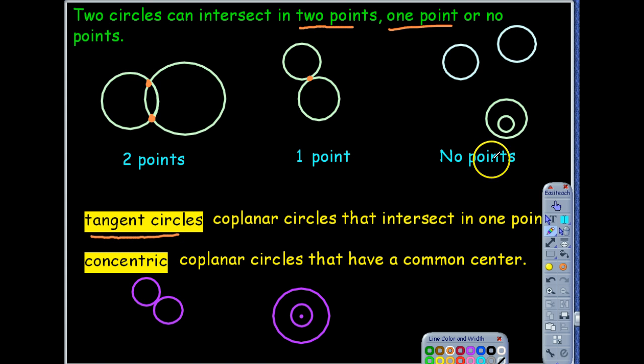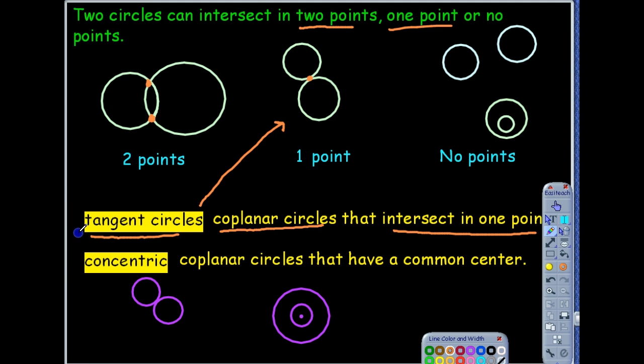Now, think about looking at these examples, or even down here, do we see any circles that would be considered tangent? Think about the word tangent we talked about. It was a line that intersected a circle at 1 point. Now, apply that. These are coplanar circles, so they're in the same plane, that intersect at 1 point. So, would this be an example of tangent circles? Absolutely, because they intersected at 1 point.